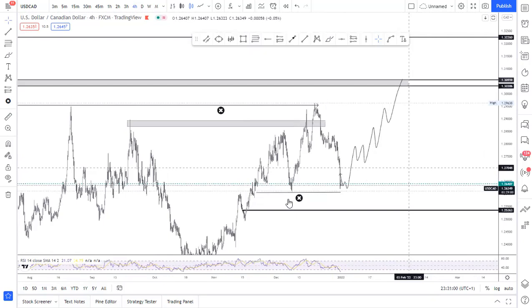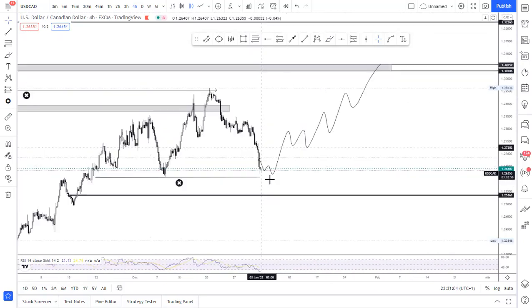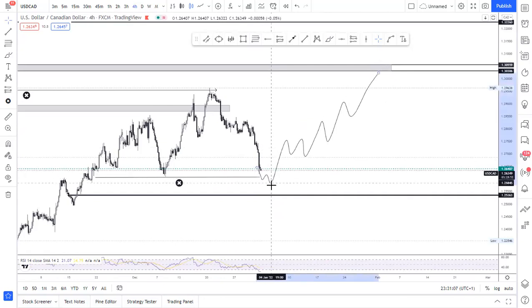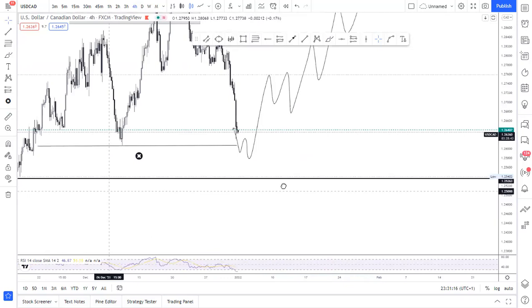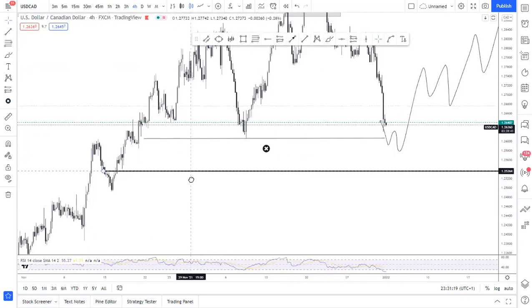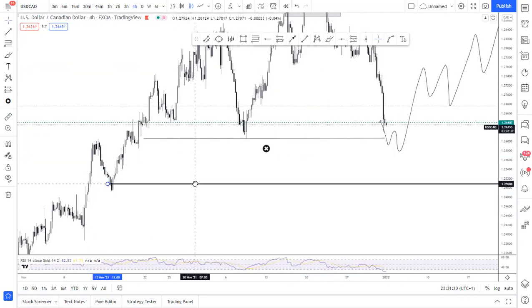So for USD CAD, I'm not surprised. Price is likely to come down here, and we might actually get even a drop. Just collect little and go back up. Then before we actually see price come down to this open order right here. We have an open order right there.